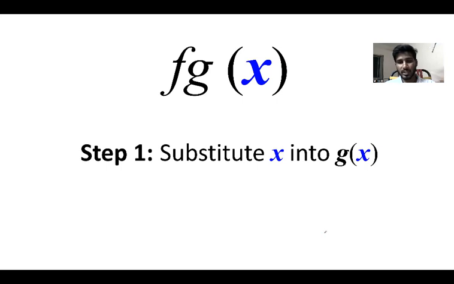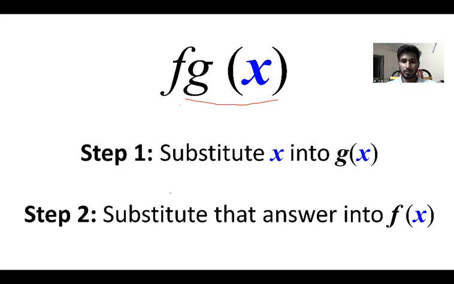So f of g of x, substitute for step 1. By seeing the problem, we can conclude it is a composite function because it has two functions. One is f of x and another is g of x. So for step 1, substitute x into g of x first. In the f of x place, where the x is there in the f of x, there itself we have to substitute g of x. So by substituting that, substitute the answer into f of x.